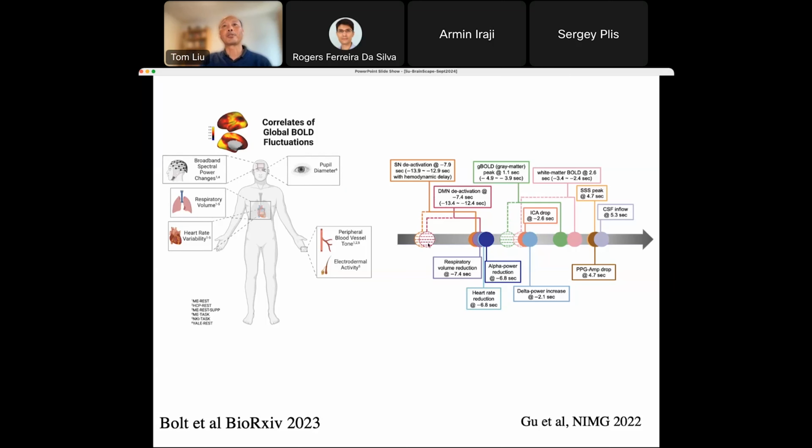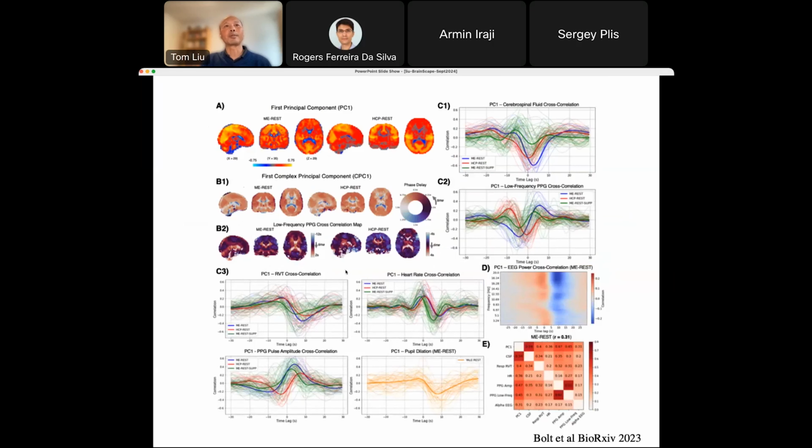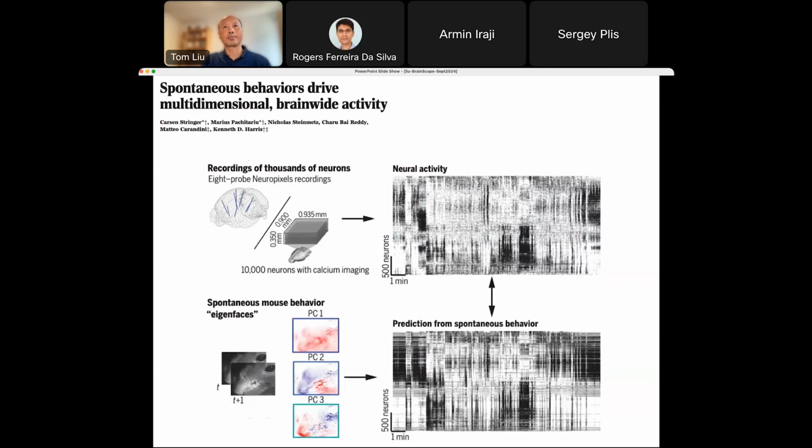And this is another paper showing that as the global signal is changing, there are lots of things happening at the same time, such as differences in respiratory volume, heart rate reduction, CSF inflow. So essentially, anything you can measure about the brain seems to be related to everything else. These are just some examples where we're looking at the cross correlation between the global signal, which is sort of principal component one, and respiratory volume, heart rate, CSF fluctuations. So really, the idea is we can't really isolate any one aspect of what's happening with these global fluctuations.